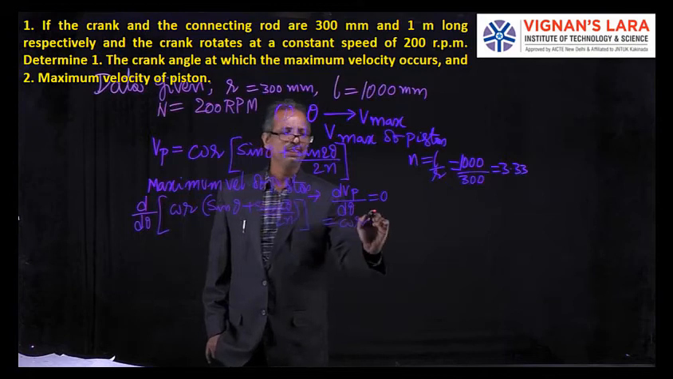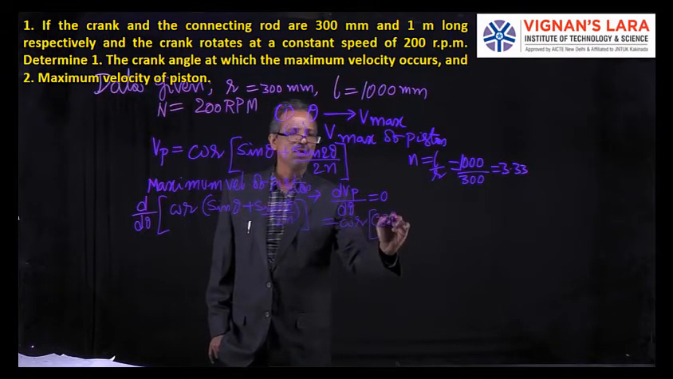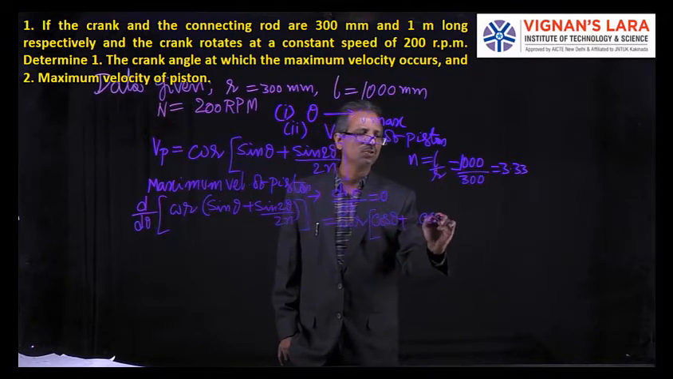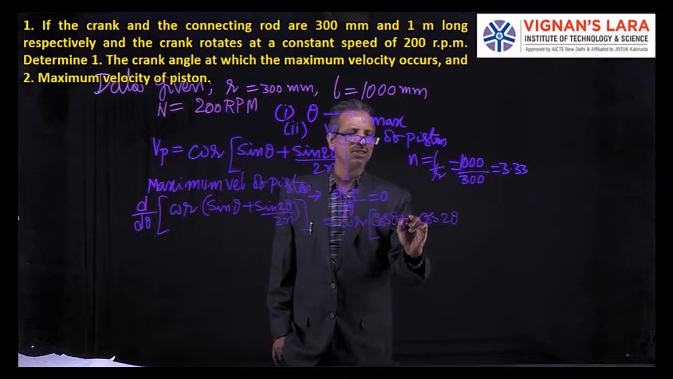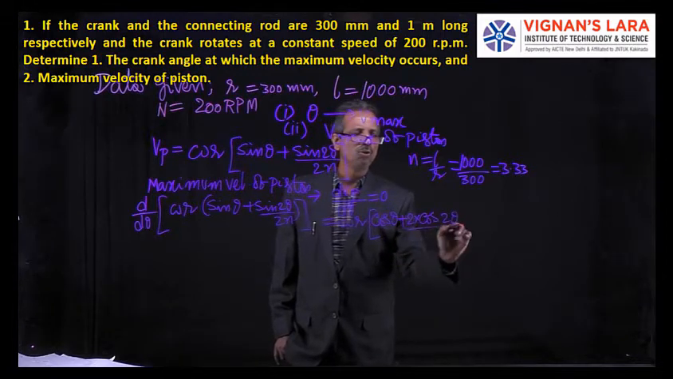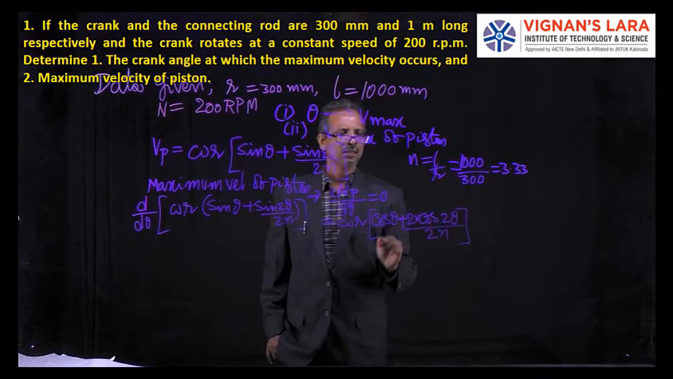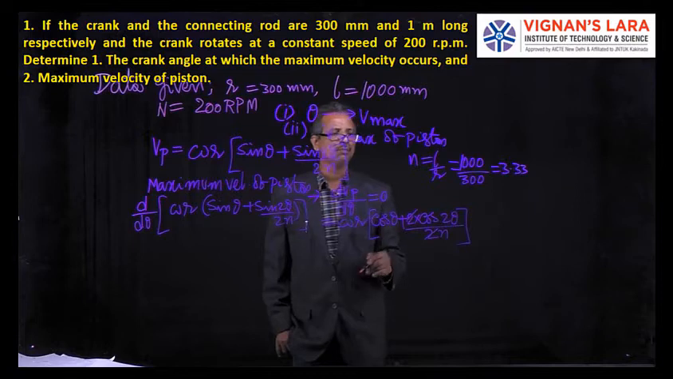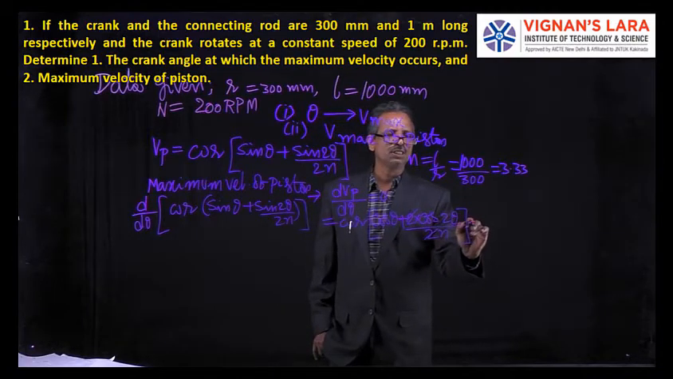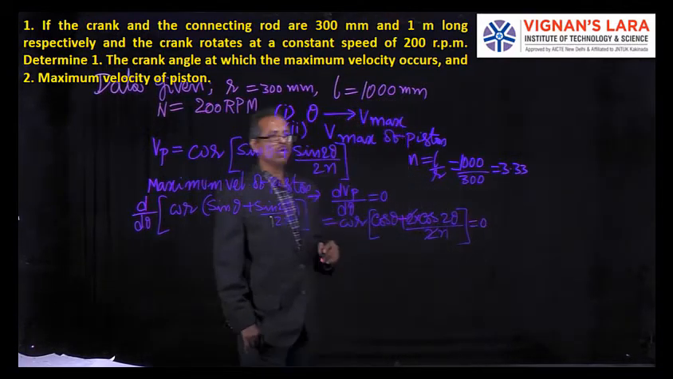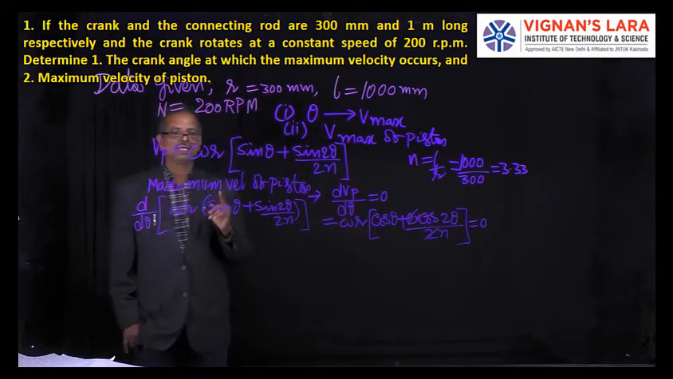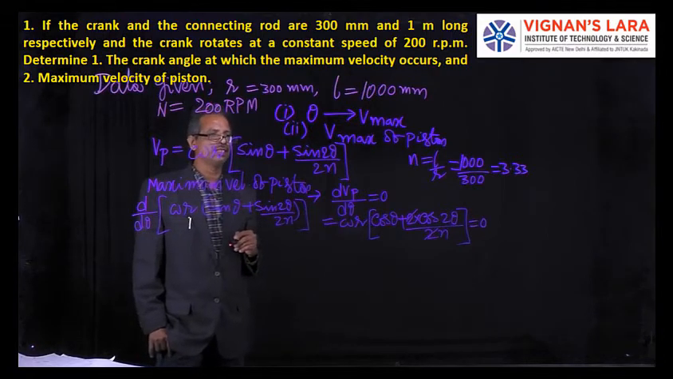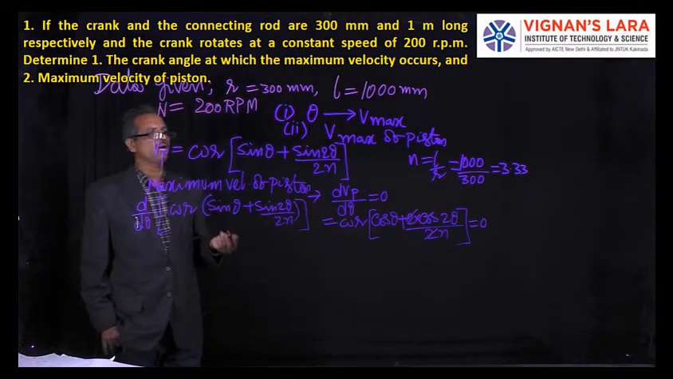Then sin theta differentiation is cos theta, then sin 2 theta differentiation is cos 2 theta, and 2 theta differentiation gives 2, then 2 by n. So 2 gets cancelled. So that is omega r into (cos theta plus cos 2 theta by n), which is equated to 0. You are aware that if a into b is 0, that is, the product of two variables is 0, either a is 0 or b is 0.